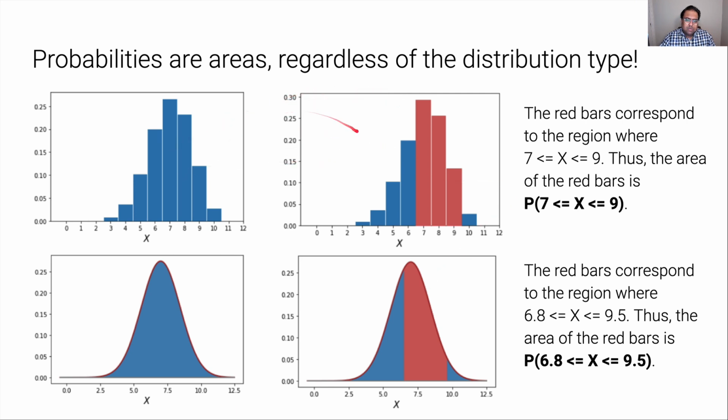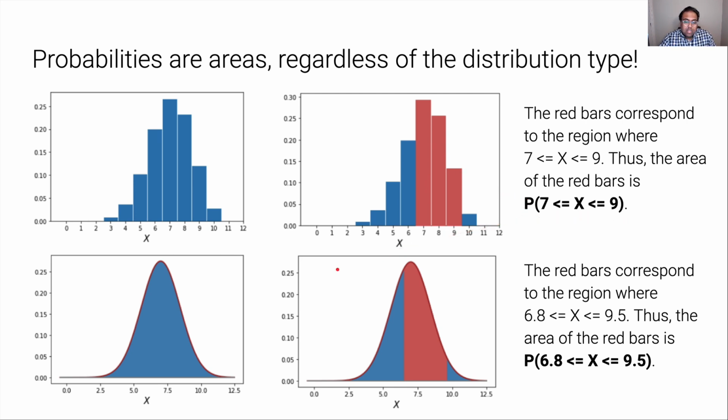So the top two distributions here are of a discrete random variable. And you can see here we have the bars for x is equal to 7, x is equal to 8, and x is equal to 9 shaded. And so the area of this red region is equal to the probability that x is between 7 and 9 inclusive.